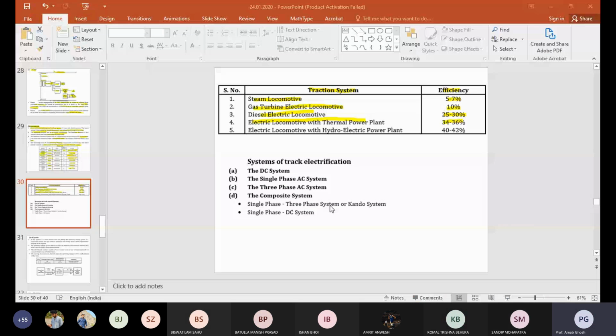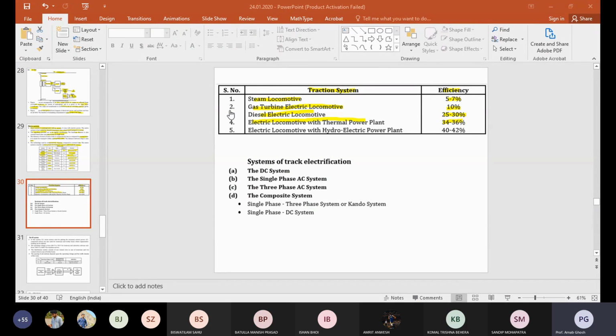So here you can see the efficiency of the traction system with the different implementations of the prime movers. What are the different types of locomotive? Steam locomotive, gas turbine, diesel turbine. Then the electric locomotive with a thermal power plant in between, and the electric locomotive with a hydroelectric power plant. So different locomotives are there.